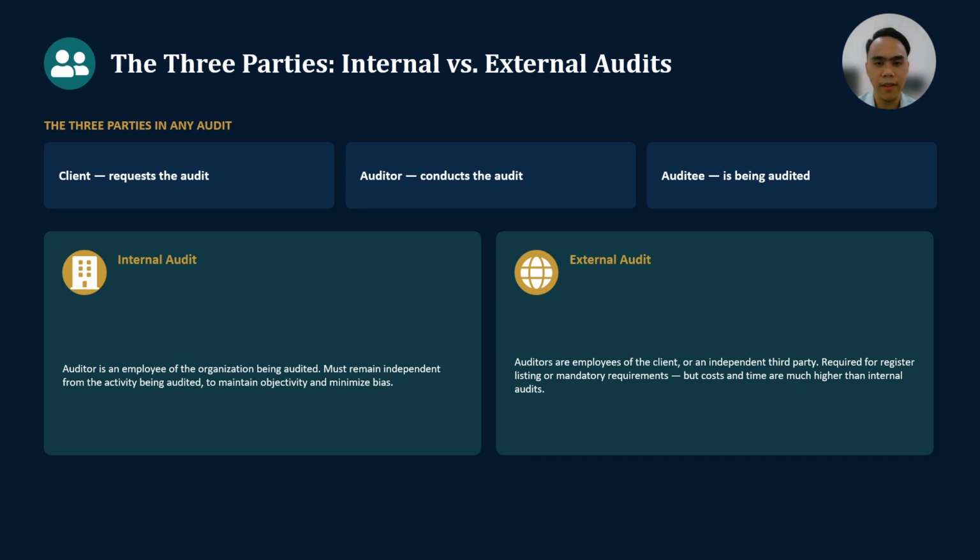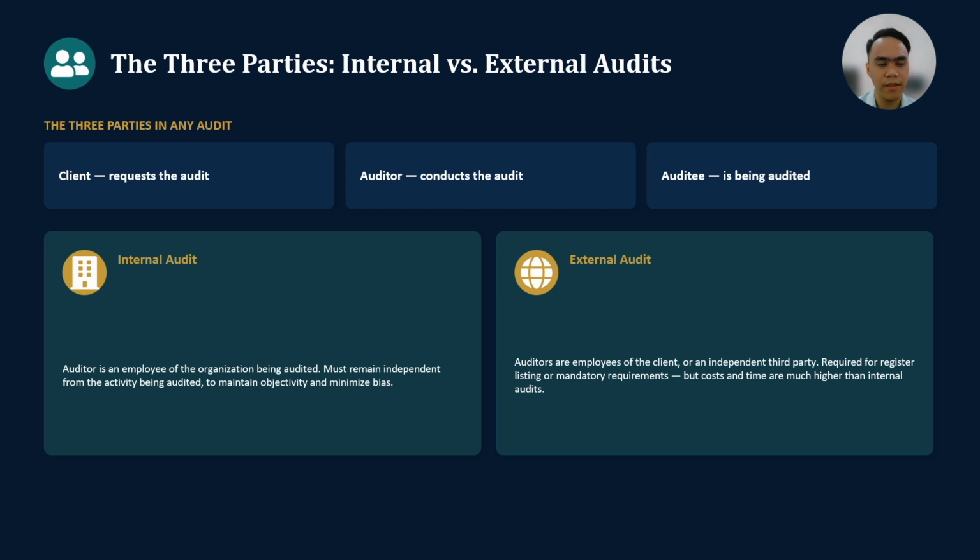In general, three parties are involved in any audit: the client, the organization requesting the audit; the auditor, the party conducting the audit; and the auditee, the organization being audited. When the auditor is an employee of the organization being audited, the audit is classified as an internal quality audit. For the purpose of maintaining objectivity and minimizing bias, internal auditors must be independent from the activity being audited. Someone can work for the company being audited, but they can't audit their own department or their own work.